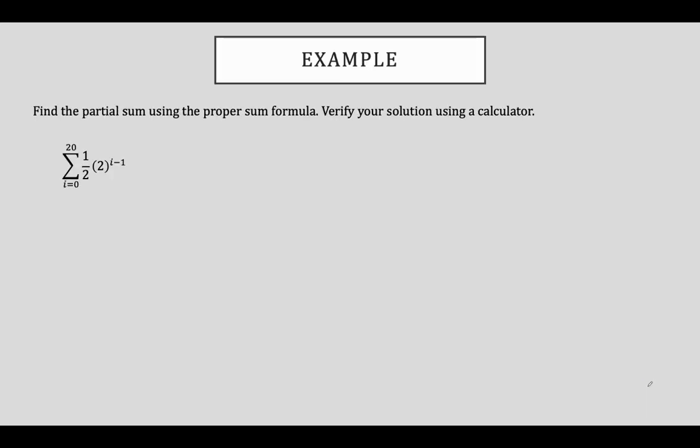Let's look at a couple more. Find the partial sum using the proper sum formula. Verify your solution using a calculator. We have the sum from i equals 0 to 20 of 1/2 times 2 raised to the i minus 1.